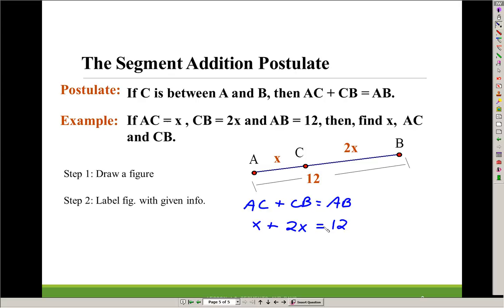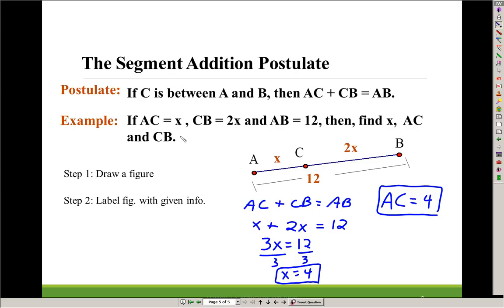We'll solve for x. X plus 2x is 3x. I'll combine those like terms. Divide both sides by 3. And x is 4. That's my first answer. It also wants the measure of segment AC. Well, the measure of segment AC is x. So if the measure of segment AC is x, then AC is also 4.